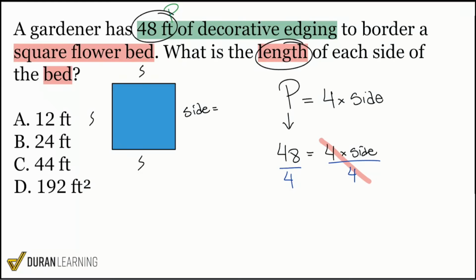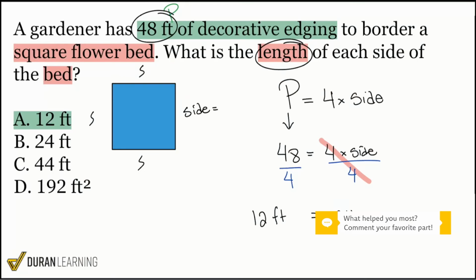So working backwards, we cancel on the right side, giving us that side by itself. 48 divided by 4, that's 12 feet. And there we go. We're all done. The correct answer here is A, 12 feet. Because we're dealing with a square, we would cut that perimeter in 4 to get one of the sides.